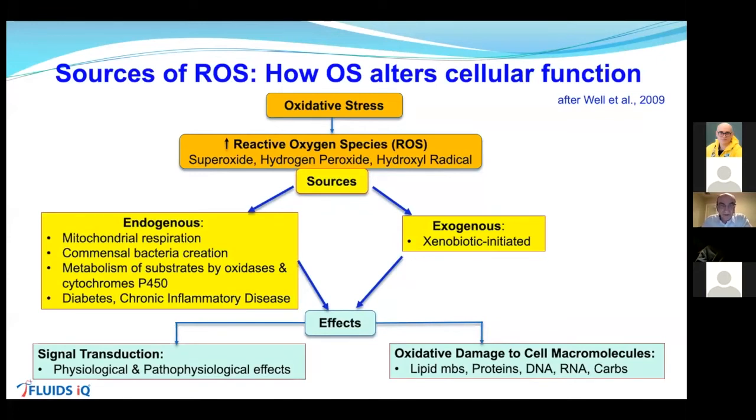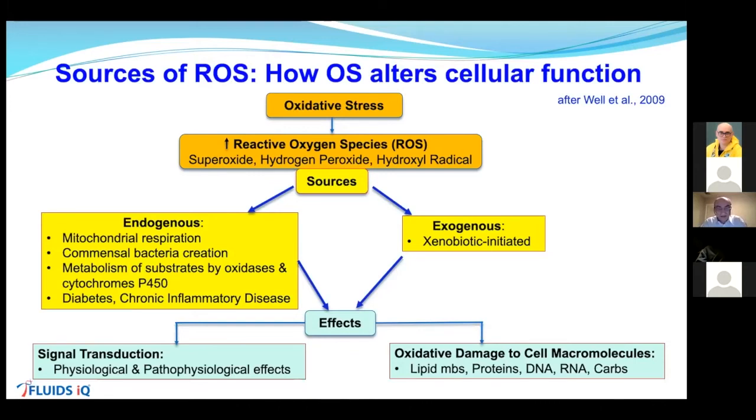So those are the sources. And they come both from within the body, endogenous, and outside, which is called exogenous. So endogenously, as I already alluded to, is just the natural fact of living and breathing. It's mitochondrial respiration. The commensal bacteria are producing it. There's metabolism of substrates within the cell as it's oxidizing, etc. And then there are people that are producing even more because they have chronic inflammatory disease, diabetes, you name it. It's also being produced outside the body and gets into us as various types of toxins.